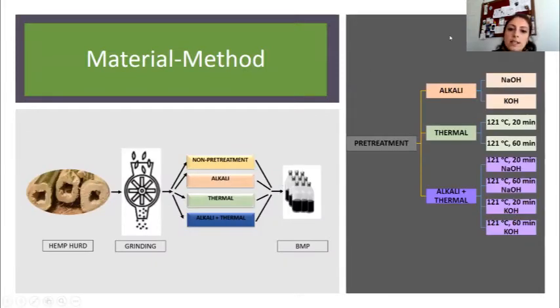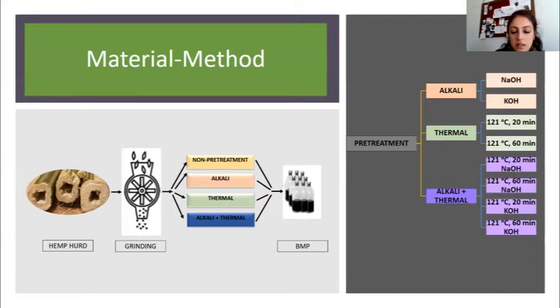And you can see in this slide our sham, our pretreatment sham. We use sodium hydroxide and potassium hydroxide, and thermal, only thermal without any chemical treatment. Here you can see the temperature and our times, 20 and 60 minutes. And the third one is alkali plus thermal. These are the same as thermal, and the only difference is that we use chemicals, alkali, sodium hydroxide and potassium hydroxide.